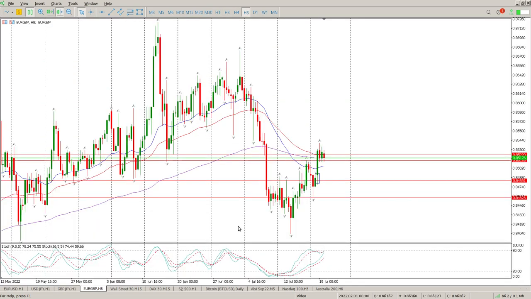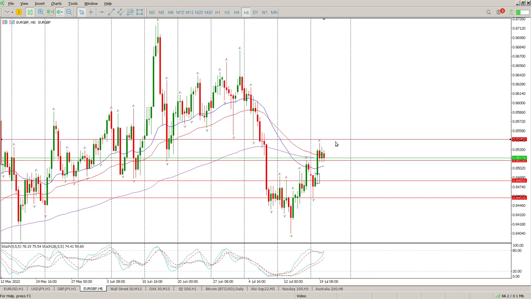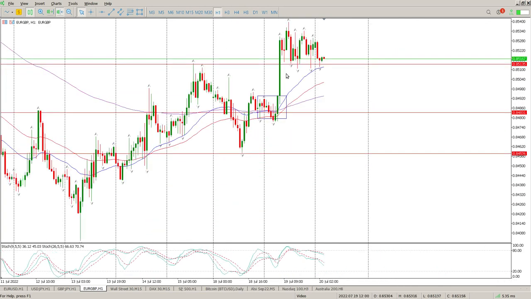Euro British pound. Well, completely against what I was expecting. I was expecting this little flag here to form and a continuation to the downside. That hasn't happened. We've got back to the moving averages here, and we've tried to test some structure higher up, but that has also failed. So for me at the moment, you can see there was the range. We got the range break to the upside, but it was not what I was anticipating. I was anticipating a move to the downside. Just shows you it's not an exact science.